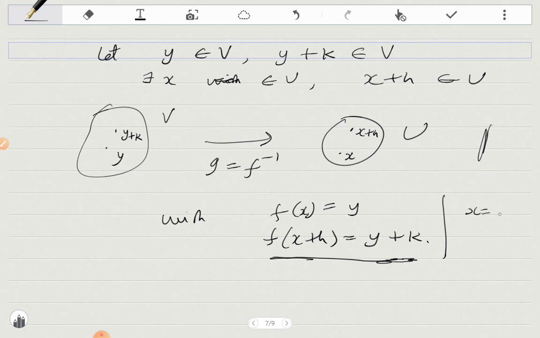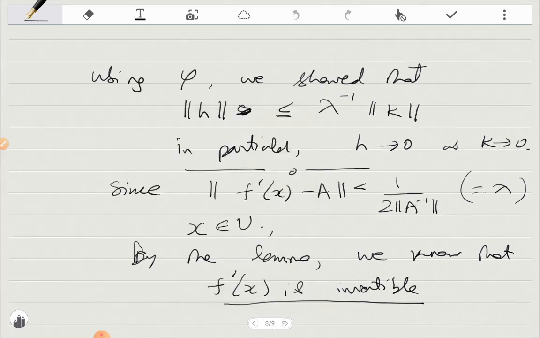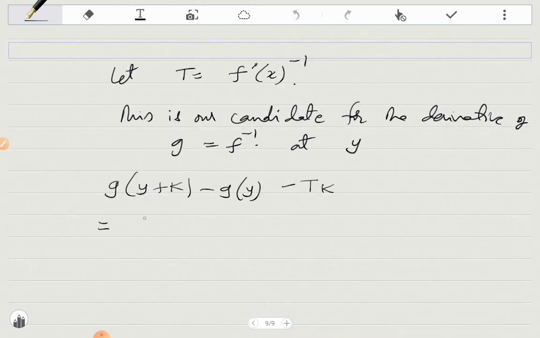So I can write x equals g of y, taking inverses, x plus h equal to f inverse of y plus k, which is g of y plus k. So this was x and this was x plus h, minus tk. So this is just h minus tk.